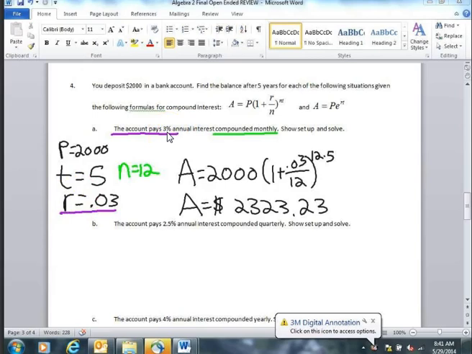Remember, 3% is 0.03 as a decimal. Take the decimal point and move it 2 spots to the left from 3. Give me 0.03. That's the number you put into your formula. Interest compounded monthly. Monthly means 12.